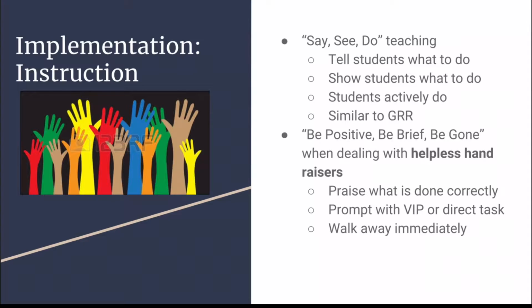One of the examples that we have is say, see, do teaching, and this is where the teacher tells the students what to do, shows students what to do, and then students actively do what is wanted. This is very similar to the GRR model, which is the gradual release of responsibility. Another example of this instruction is be positive, be brief, be gone.